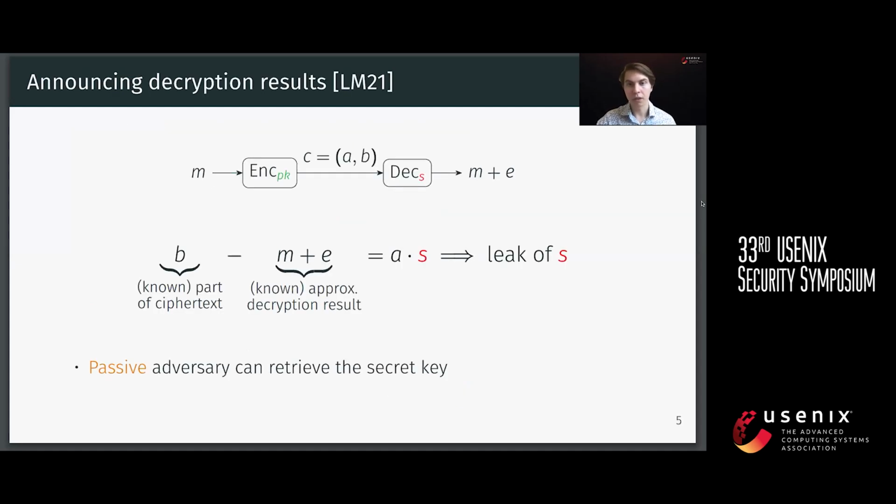With such a scheme, there is an interesting attack that was pinpointed in a EUROCRYPT 21 paper, in the case when we announce decryption results. Imagine that the adversary sees the ciphertext C, and it sees the decryption result M plus E. Then he can compute A times S, which means that there is a leak of the secret key S. If A is invertible, we can directly recover S. If it's not invertible, then we need a few such pairs of ciphertext and result. But in any way, the passive adversary can recover the secret key quite easily.